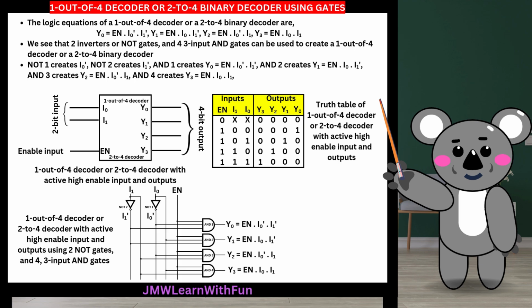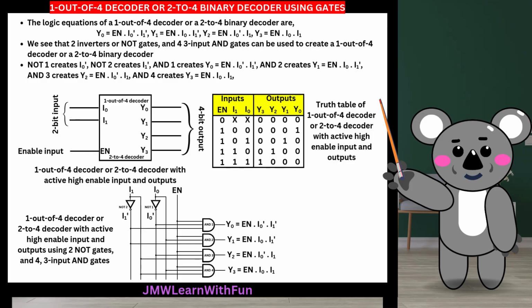When en is 0, inputs I1, I0 are don't care, that is they can be either 0 or 1, output y3 is 0, y2 is 0, y1 is 0 and y0 is 0. When en is 1, input I1 is 0, I0 is 0, output y3 is 0, y2 is 0, y1 is 0 and y0 is 1.